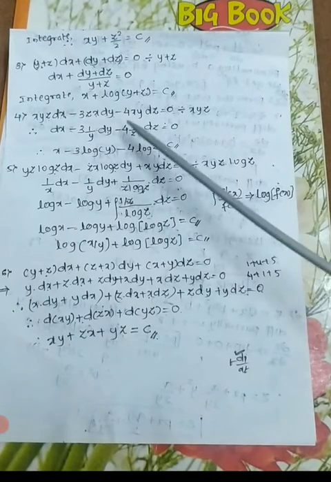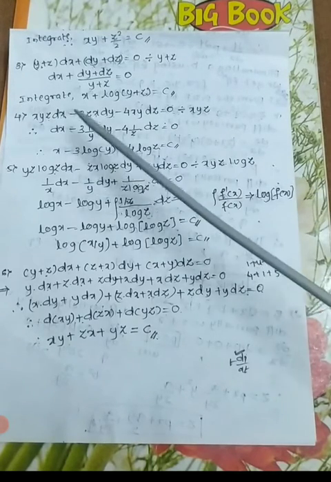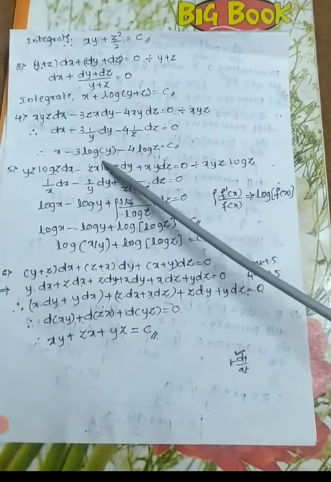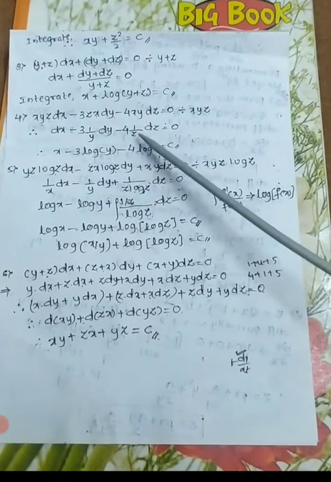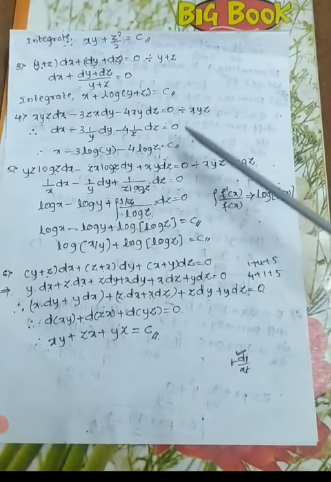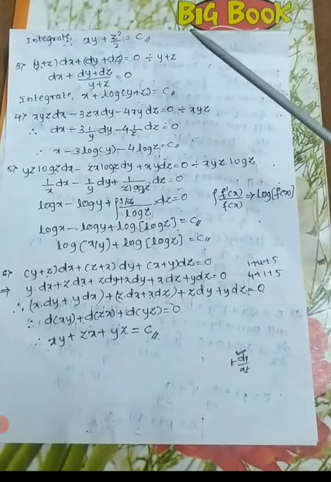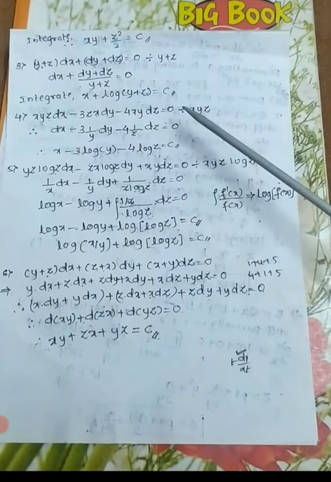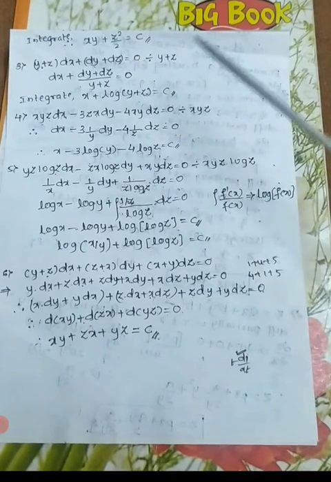Okay, next you have to directly integrate. What do you get? dx gives x, minus 3 constant as it is, 1 by y gives log y, minus 4 constant as it is, 1 by z gives log z, equals c. So this is the solution of the given total differential equation. Okay, it depends on the example: is it multiply, is it divide, or is it directly integrate?